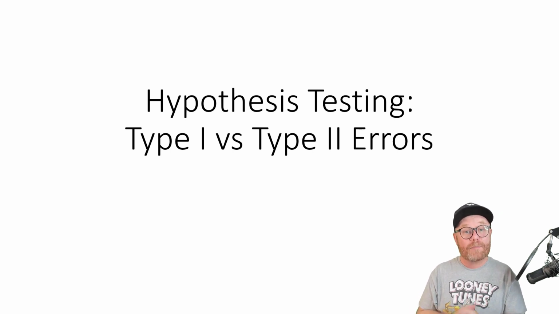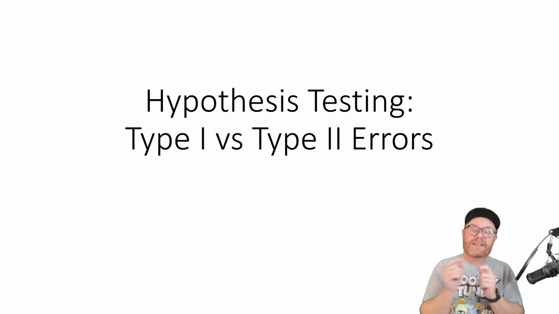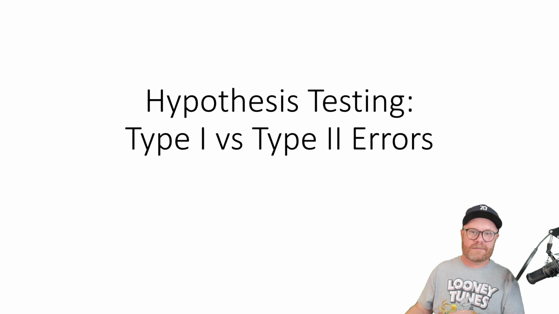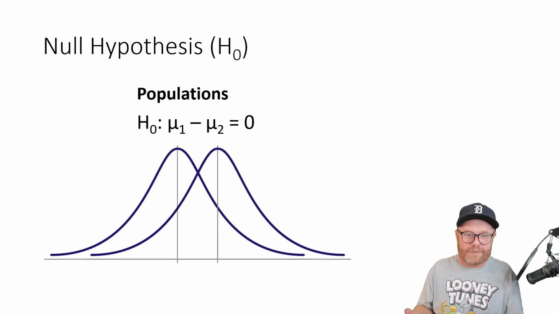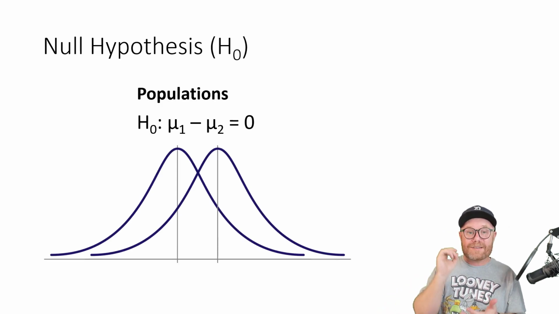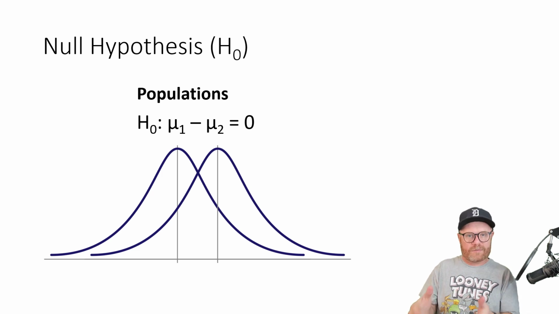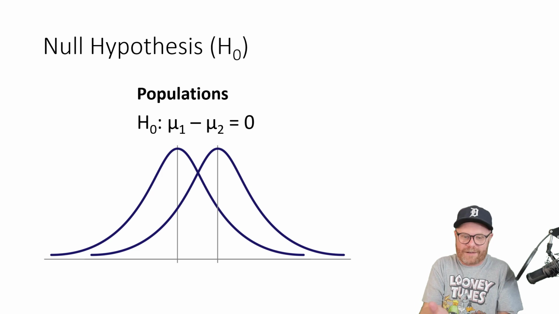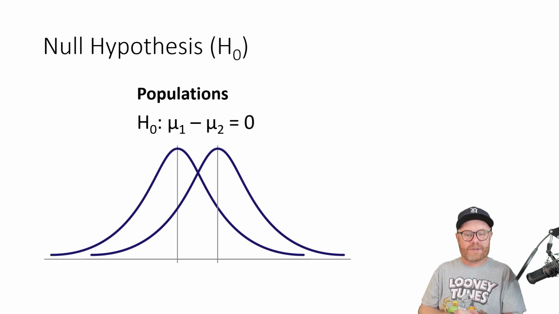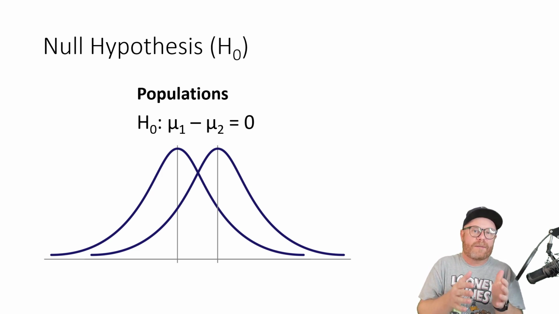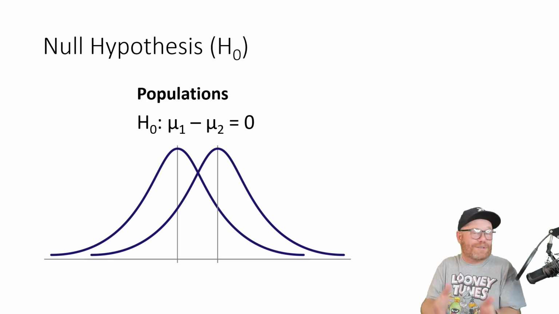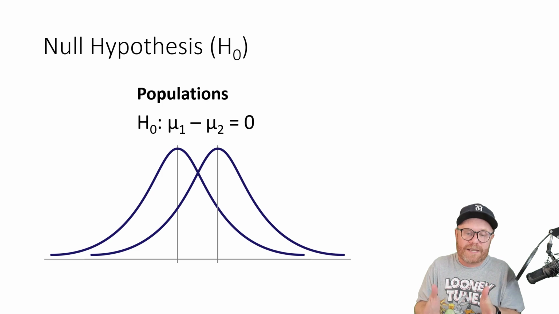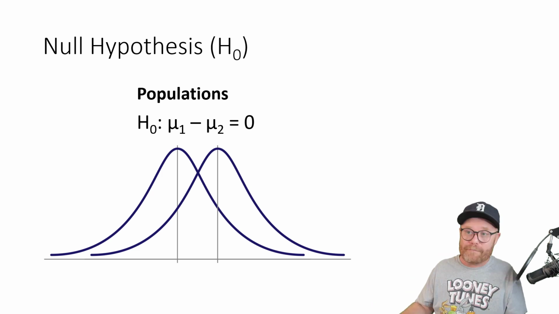Let's talk about hypothesis testing, specifically type 1 versus type 2 errors. First, a quick review. We typically set up a null hypothesis when carrying out research. Our null hypothesis, we can state it formally here: the null hypothesis for these populations is that mu1 minus mu2 equals 0. Essentially, these means, statistically speaking, for the two populations are the same.